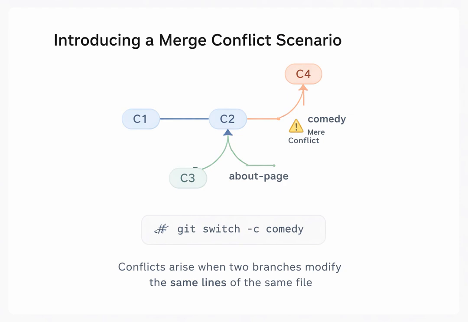The question is, what happens when both branches have made changes to the same file? That's where merge conflicts come in, and that's exactly what we're going to explore next.